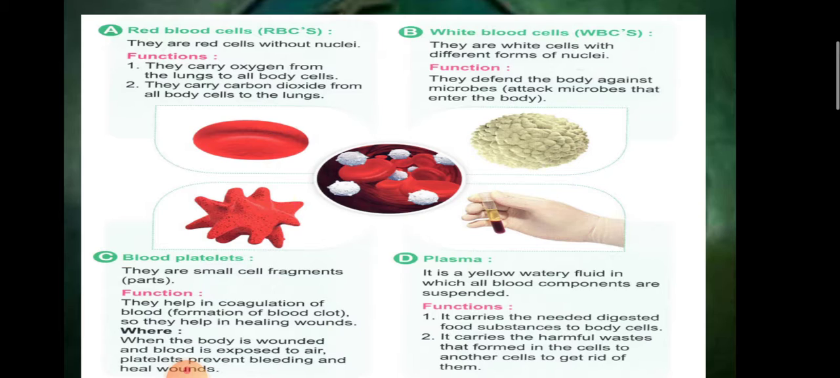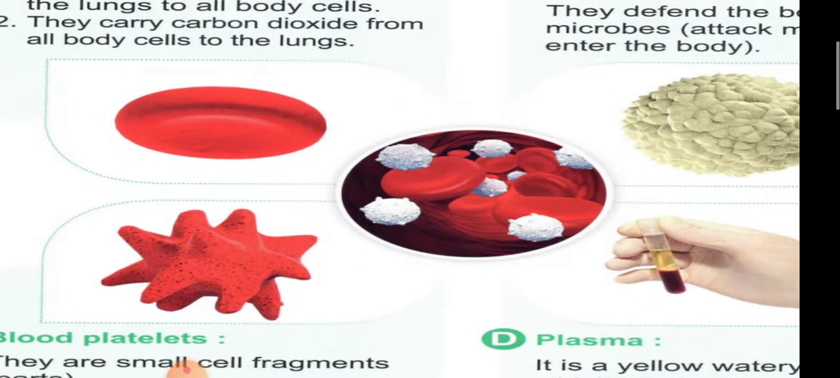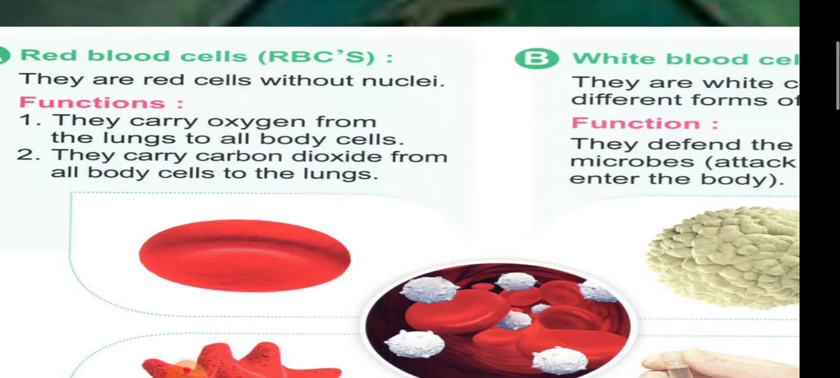Let's see each component. First, the red blood cells. As you see here, the red blood cells are red cells. They are cells with the red color, but the cells are without nuclei. If you remember, in grade 4 you learned that any cell has a nucleus, but the red blood cells are red cells without nuclei.